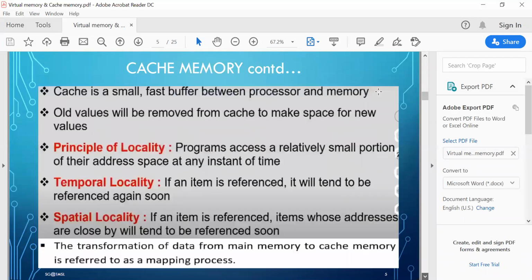Then what is the cache memory? Basically, cache is a small and fast buffer between the processor and the memory. The old values will be removed from the cache to make space for a new value. And why? Because certain programs, certain instructions need to be executed frequently.